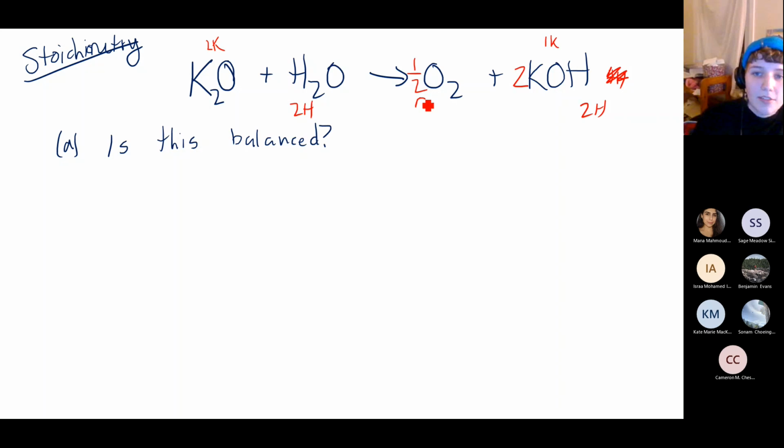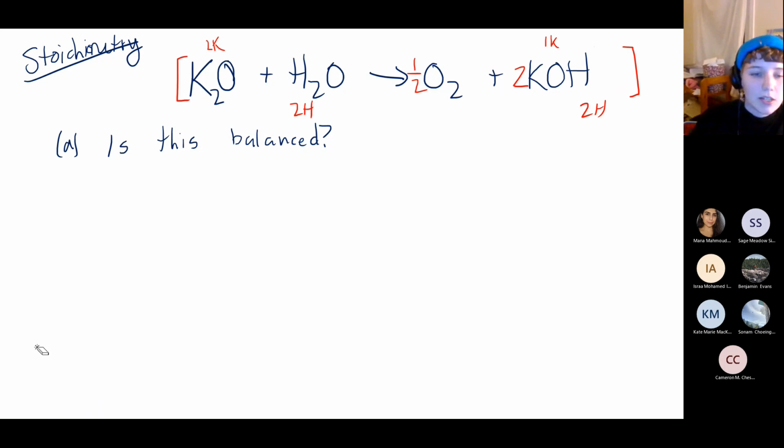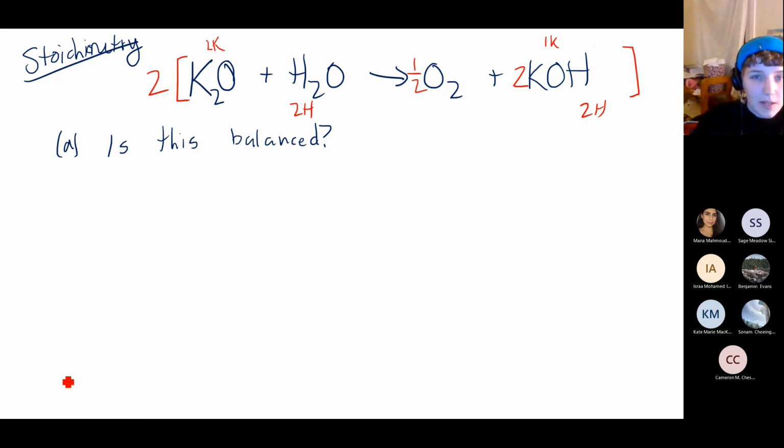So this little half here is like a trick. You can use fractions to sort of balance different things. Again, if you want to go look at the video from last week for balancing equations, I think it's really good. So if you're still confused on balancing equations, look at that. But now to get rid of this half, because you don't like halves in normal chemical equations unless it's a half reaction, but you'll get into half reactions later.